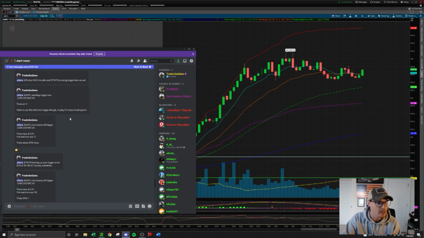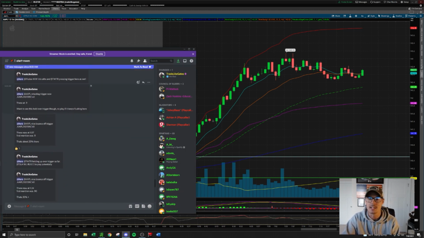A couple minutes later, I said Apple's retesting the trigger level now. Same contracts. These are at 0.9. So I give you the contracts again. I give you the price. Then I tell you where the stock is trading at and what we want it to do. We want to see this hold over the trigger though. No play if it keeps flushing.